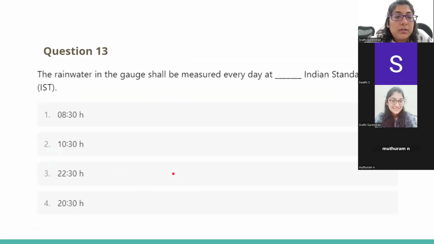Now, the rainwater in a gauge shall be measured every day at what time? At 8:30, 10:30, 7:30 in the night, or 8:30 in the night? 10:30 in the night or 8:30 at night?